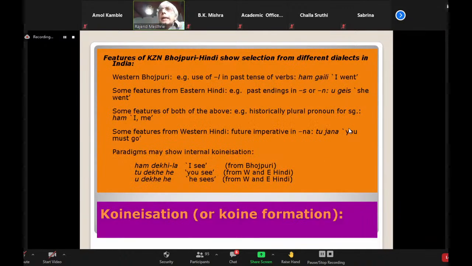This koine has survived for three, four generations. However, today, there are not many fluent speakers. The younger speakers of this kind of Bhojpuri are in the late 50s or early 60s. In fact, the youngest person that I know who could speak this was about 57 years old.